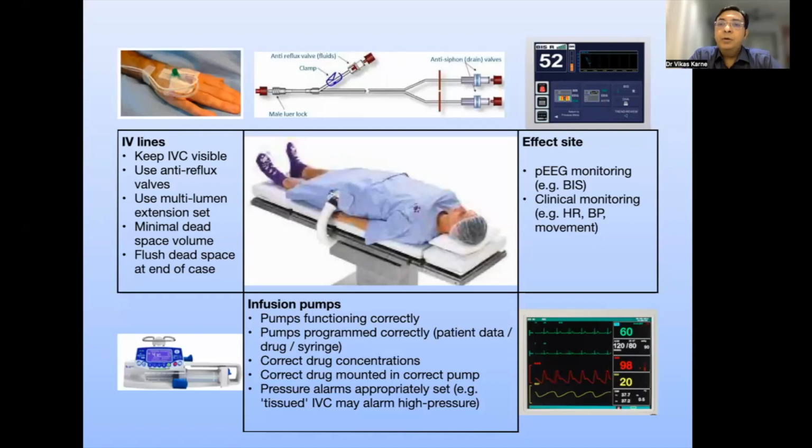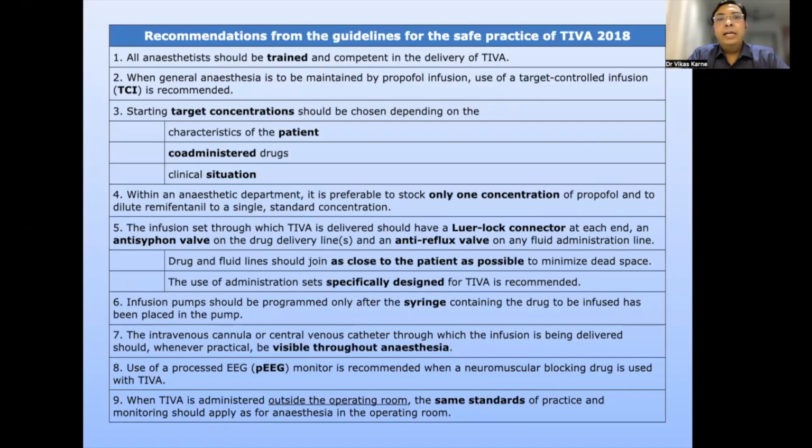Coming to effect site monitoring, one is processed EEG monitoring in terms of BIS or entropy, and clinical monitoring in terms of heart rate, blood pressure, and other basic clinical parameters. These are guidelines which were proposed recently for the safety of practice of TIVA, where they recommend that all anesthetists should be trained. These are very simple, and we may feel that there is no need to read them, but if we follow them, we ensure the safety of the patient, specifically if we are using TCI. So all anesthetists should be trained, especially when we are using TCI.